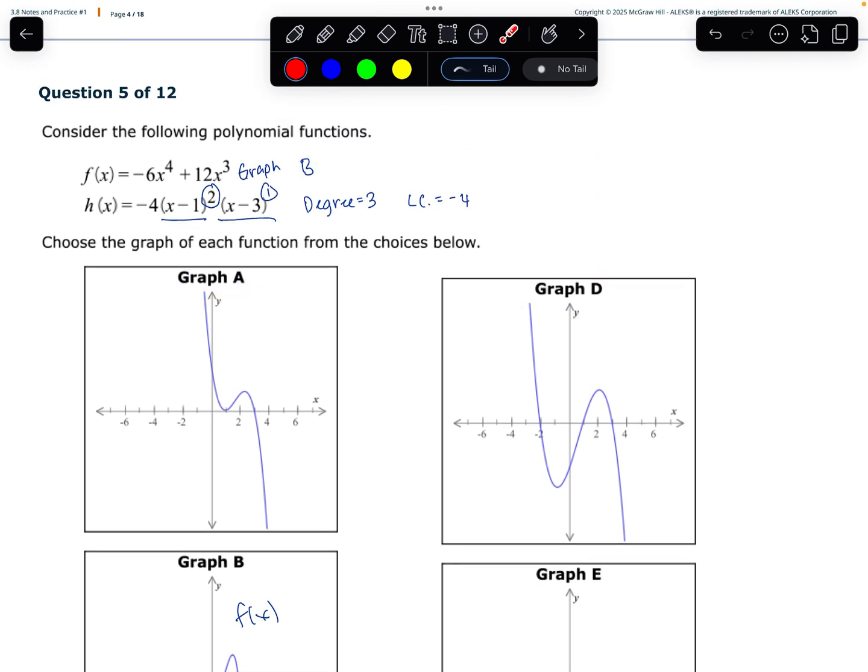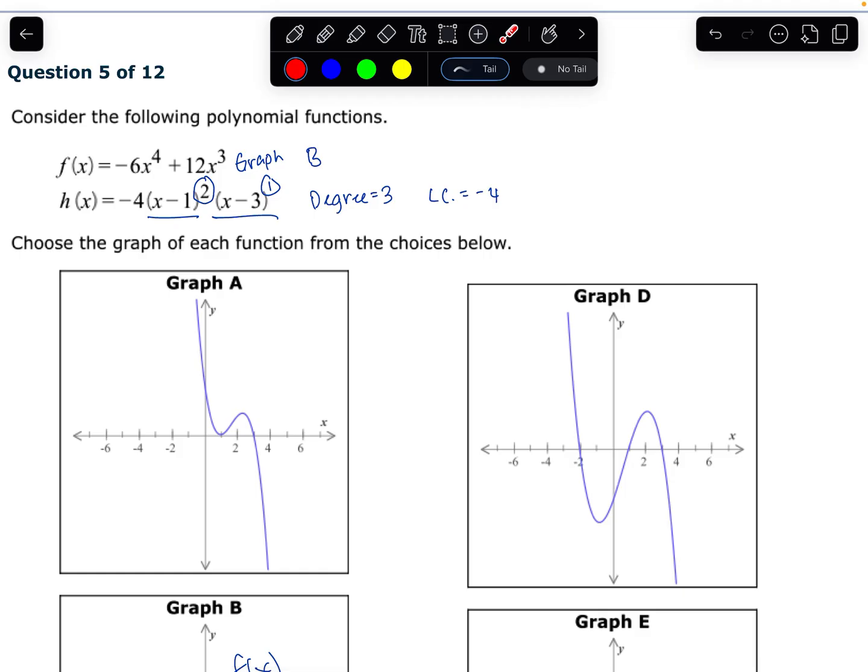Now, you can check for y-intercepts, or actually I'm just going to check for x-intercepts since this is already factored. So what are the x-intercepts? Since I have x minus 1 squared, if I solve x minus 1 equal to 0, that means x is equal to 1. And if I check x minus 3 equal to 0, that means x is equal to 3. Those are the only x-intercepts. This one has another one at negative 2, so it's not going to be D.